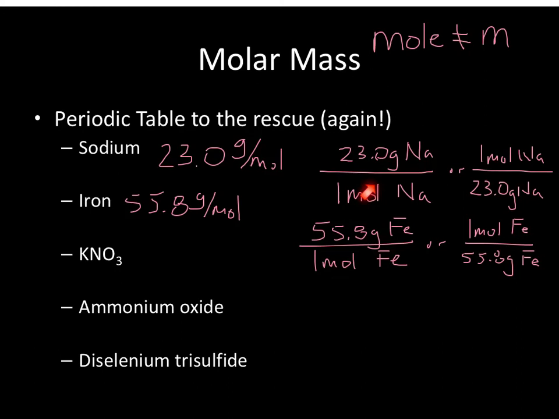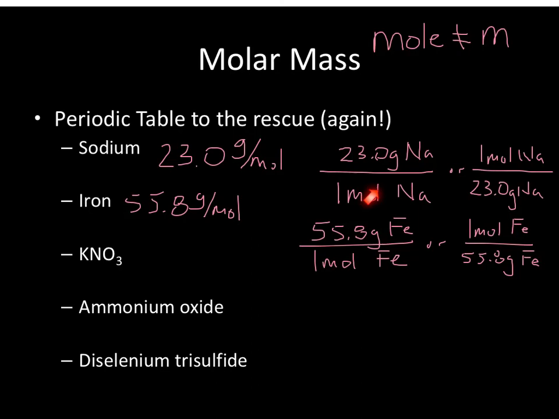Does that mean we have more iron atoms in 1 mole? No, we do not. We have 6.022 times 10 to the 23rd, and we have 6.022 times 10 to the 23rd. Well, then why do they weigh different? Because a single iron atom is larger than a sodium atom, and so they wind up with a different mass, even though it's the same number of atoms.